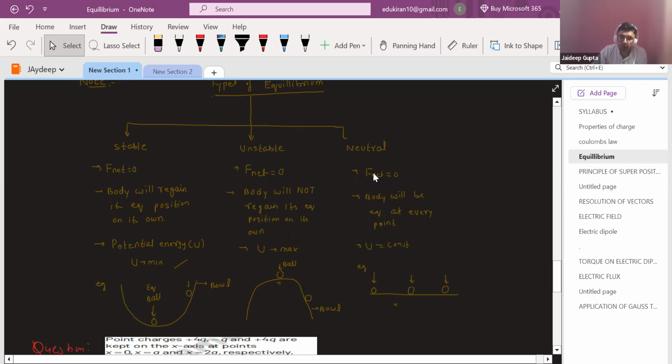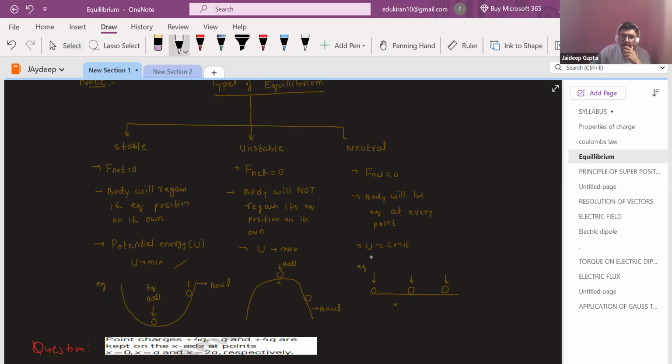But in case of neutral equilibrium, the body will be at the same position at equal points, like this. All the points are at the same level, and the potential energy is constant. In stable equilibrium, the body will regain its position and the potential energy is minimum. In unstable equilibrium, the body is not able to regain and potential energy is maximum. In neutral equilibrium, the force is 0, but the body will be at the same level at every point and potential energy is constant.